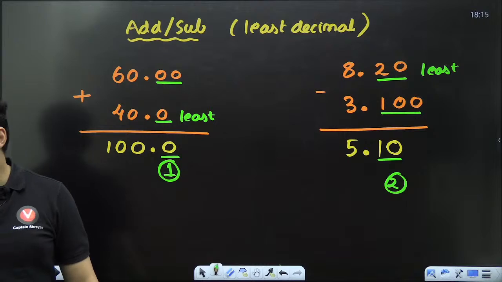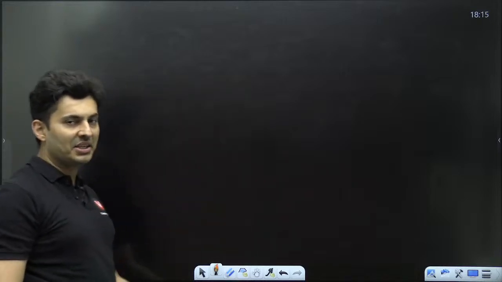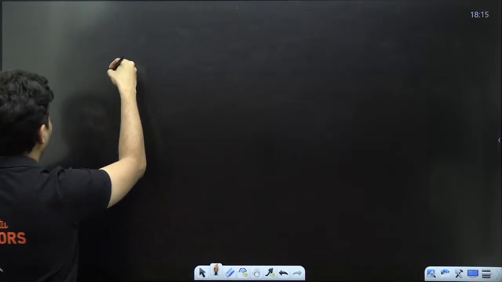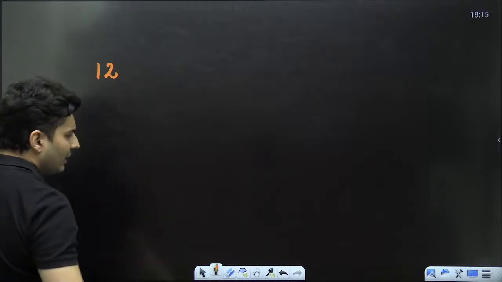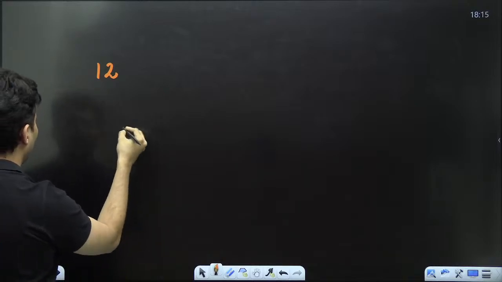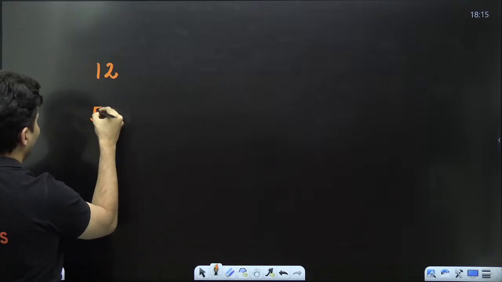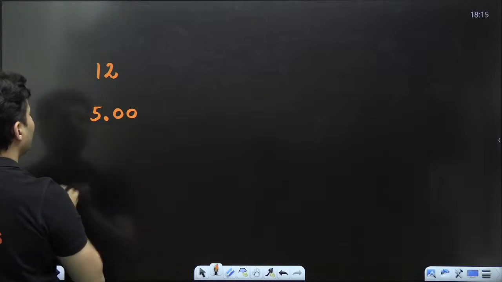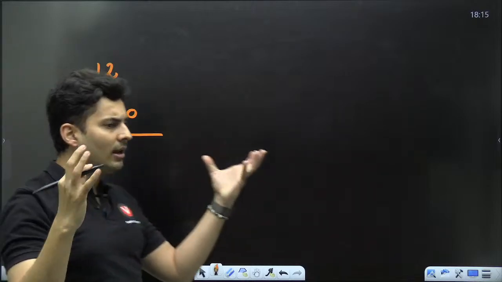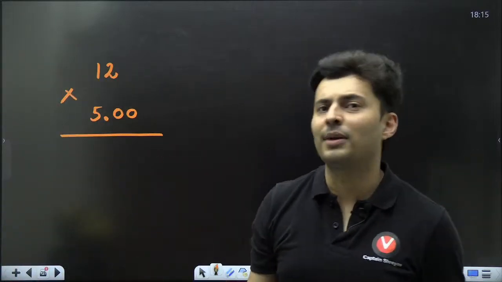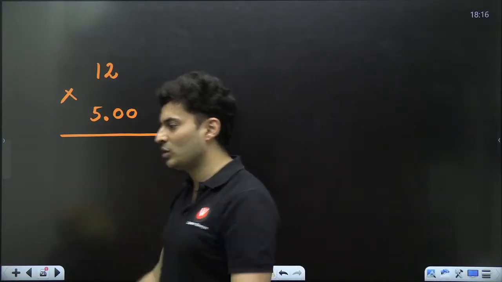Very nice. Now, what if it is multiplication and division? Okay. There were, let's say, 12 Pandus. Each Pandu had a chocolate of maybe 5.00 grams. Then when I multiply them, what is the total mass of the chocolates that the 12 Pandus have? Each chocolate had 5.00 grams. There were 12 Pandus. The total mass of the chocolate will be.